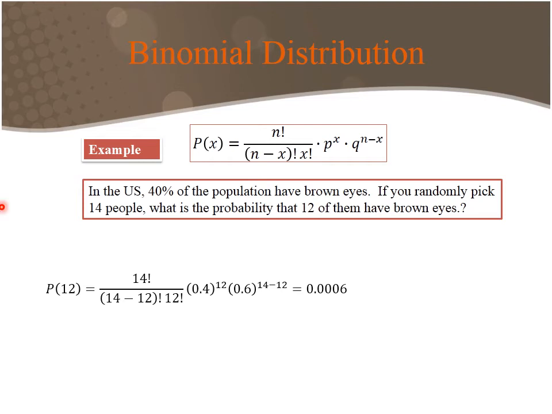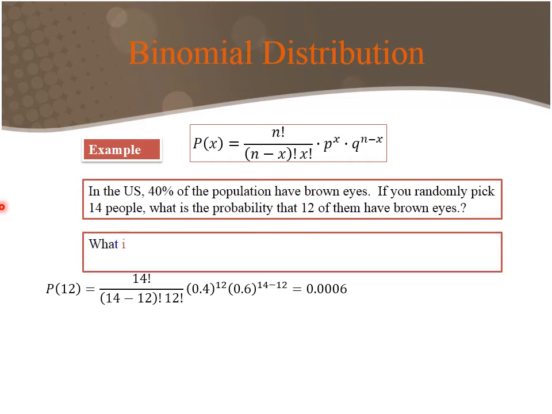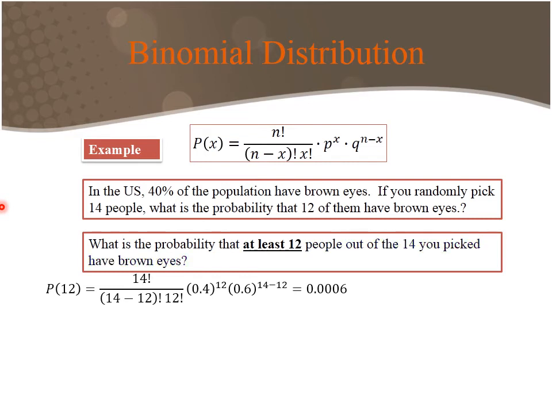Now suppose we wanted to know the probability instead of randomly picking at least 12 people out of the 14. So in other words, we want to know the probability of picking exactly 12, or exactly 13, or exactly 14 people that have brown eyes. Well, to calculate this, we simply need to calculate the probability of picking exactly 13 people, also calculate the probability of picking exactly 14 people out of 14 people who have brown eyes.